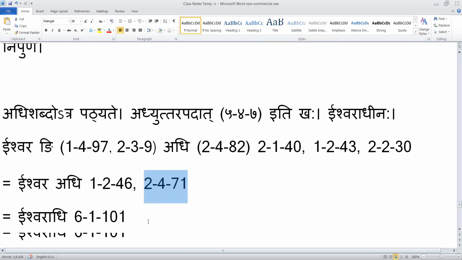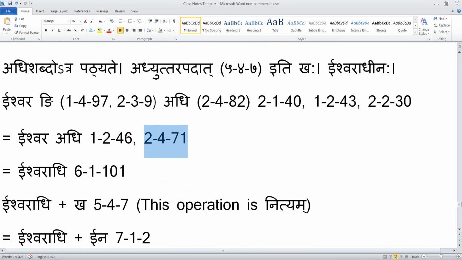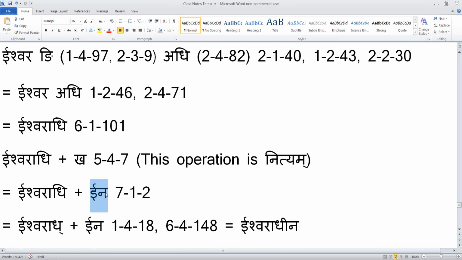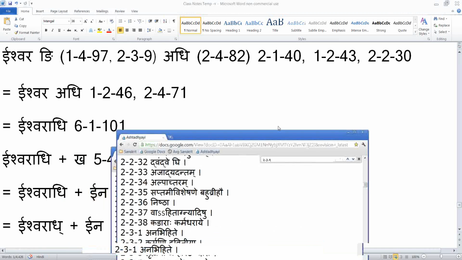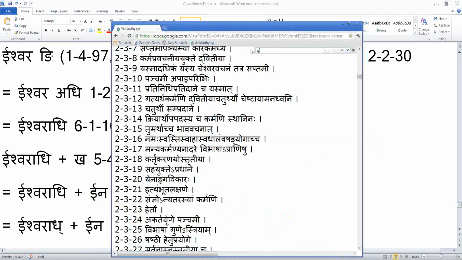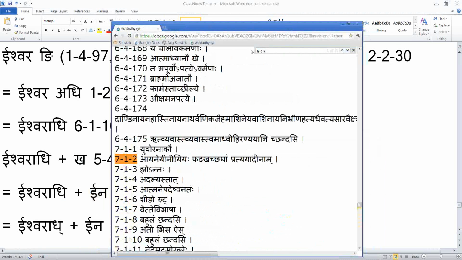The only last complication here is that the Pratyaya Kha has to be used, Adyutra Padat. Pratyaya Kha has to be used. So then what happens? The Kha gets the Ina Adesha. Ina Adesha, what Sutram? 7-1-2. Always remember Pratyaya Adesha. You know, my teacher always told me, don't forget the 7-1, which is the Pratyaya Adesha.